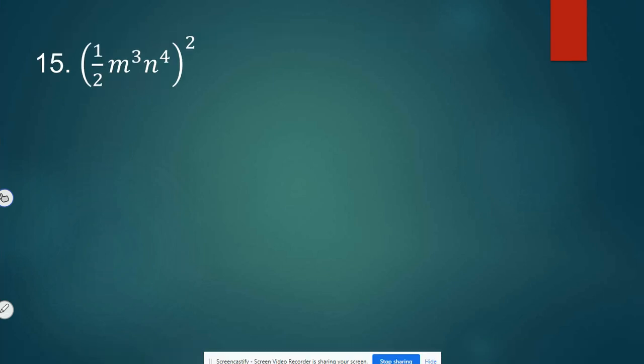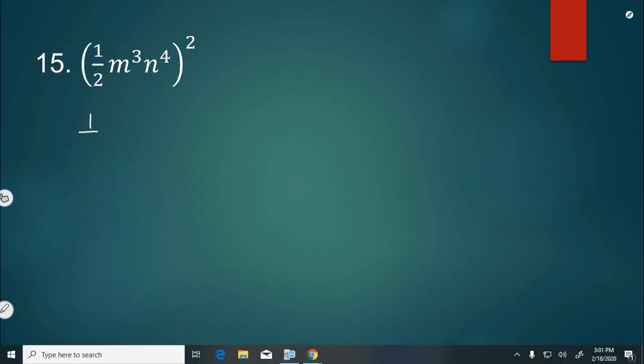So for 15, if I do this easier, I have 1/2 squared. Well, 1/2 squared is 1 times 1, which is 1, and 2 times 2, which is 4. Then m to the 3rd squared, we do 3 times 2, we get m to the 6th. And n to the 4th squared, we do 4 times 2, we get 8, so it's n to the 8th.